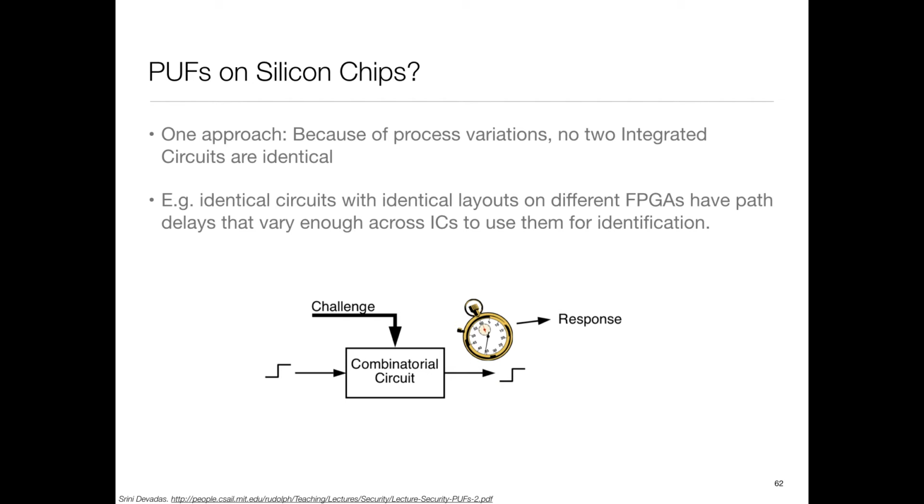So the idea, crudely speaking, is to offer a challenge to this combinational circuit, and then measure the delay between an edge here and the edge out here, and that delay is the response. Because this combinational circuit differs in its characteristic across instances of the chip, the challenge-to-delay mapping is different, and if it has sufficient separation, then I can use it as a PUF. So that's a loose example, but let's see how this works out.